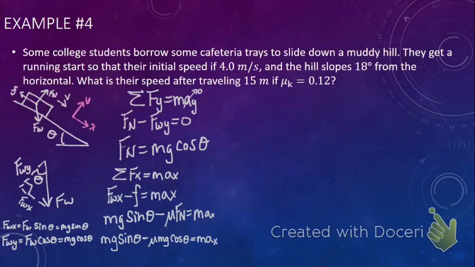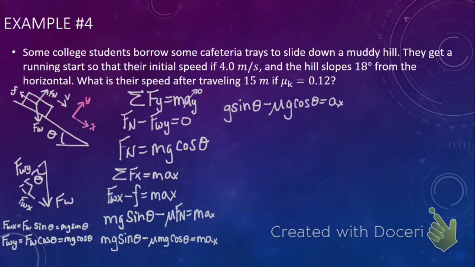Look at this. We ended up with a mass term in every single part of our equation. As a result, we can go ahead and cancel all the masses out. When we do that, we get g sine theta minus mu g cosine theta is equal to acceleration in the x direction. So we've gone ahead and solved for acceleration in the x direction.